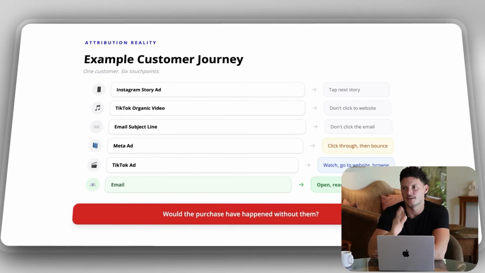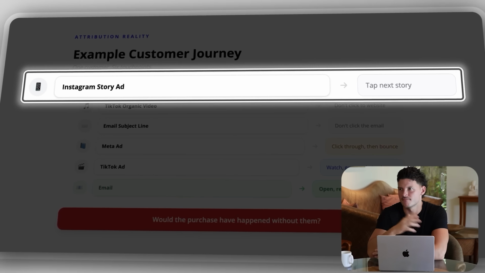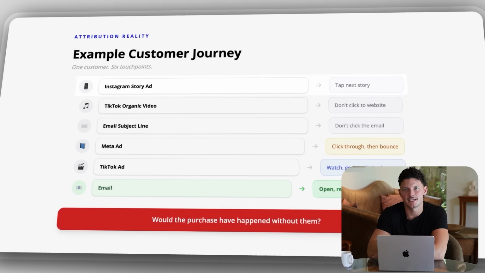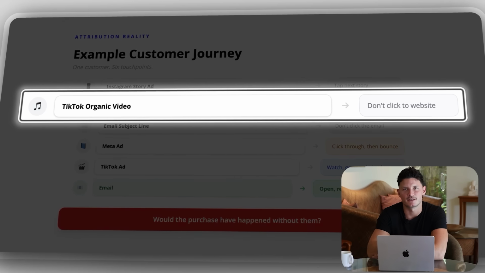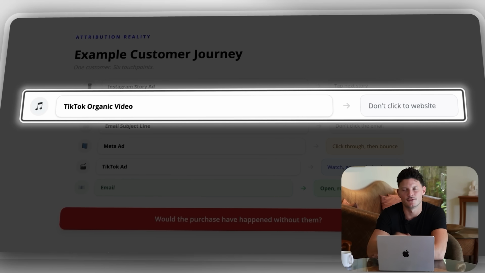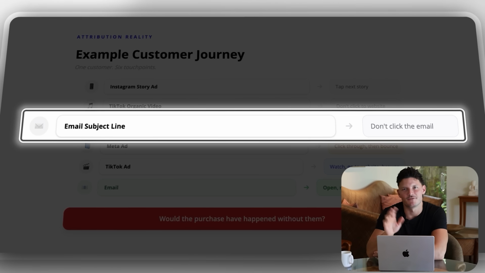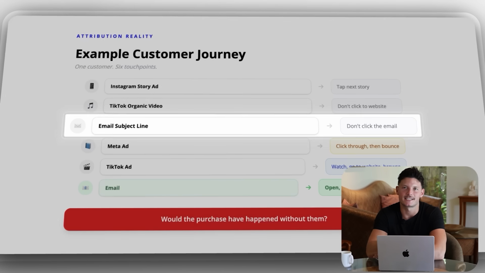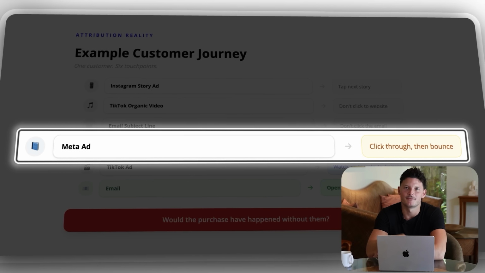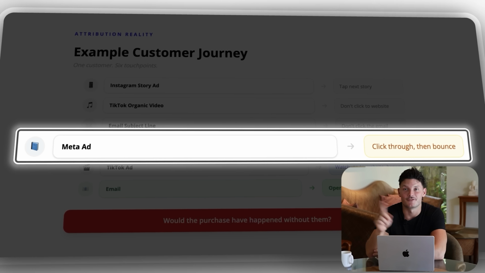So day one, they see an Instagram story ad. They just scroll on by. Day two, they're scrolling TikTok. They see a video, they half watch it, don't click through to your website. Day three, they get an email. They see the subject line. They don't read the email. They scroll on by. The next day, they're on Facebook. They're scrolling down and they see an ad. They click through to the website.